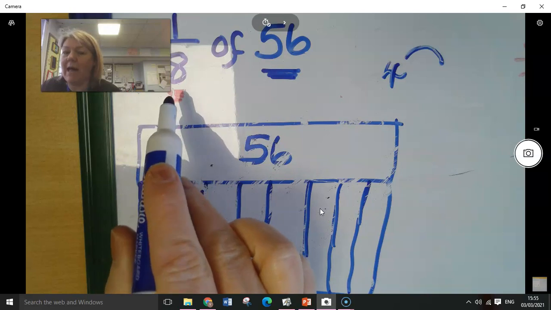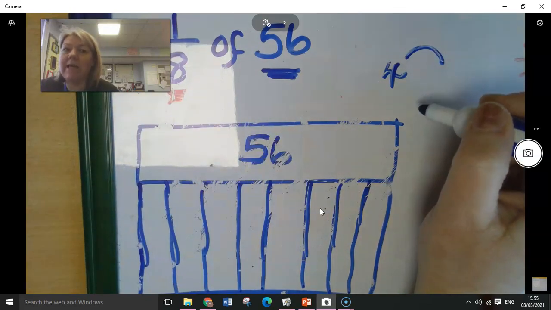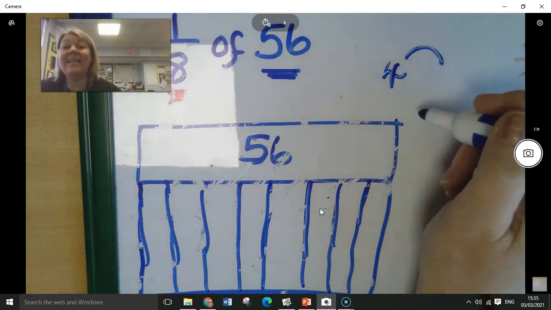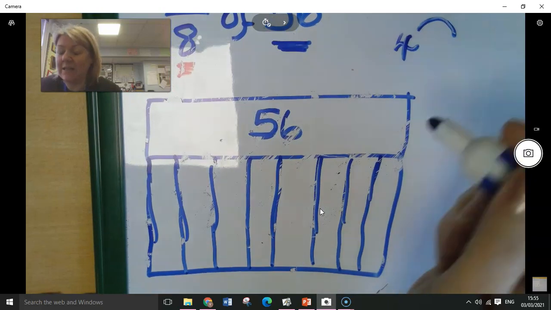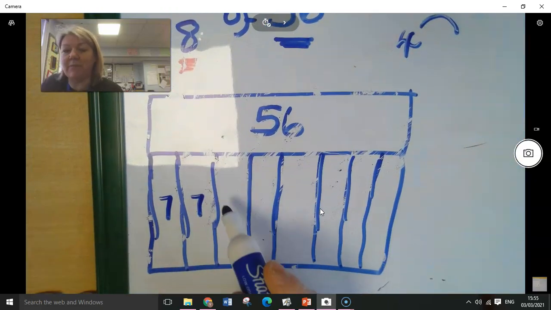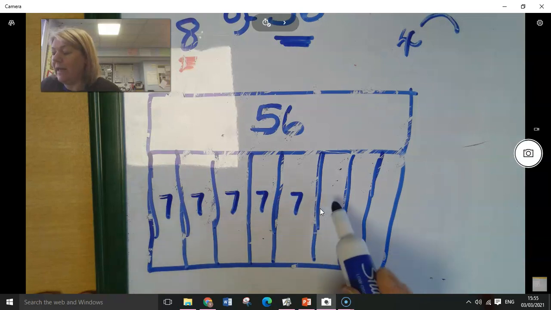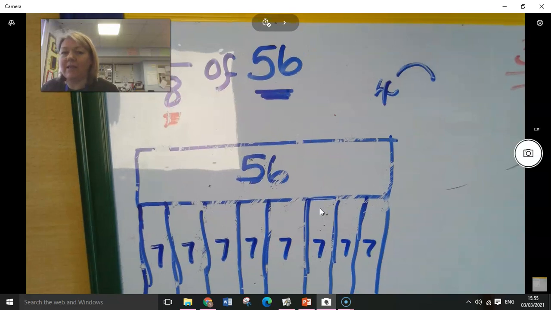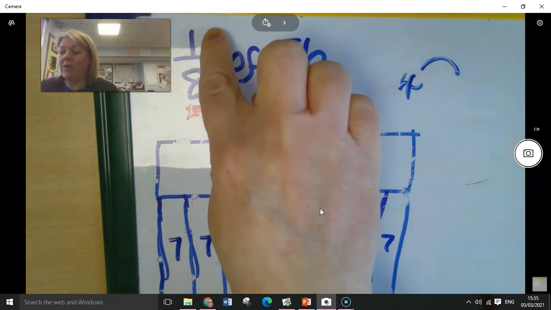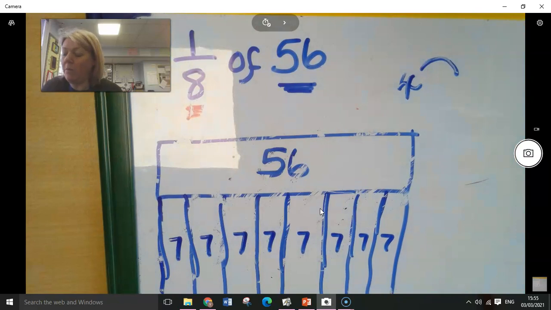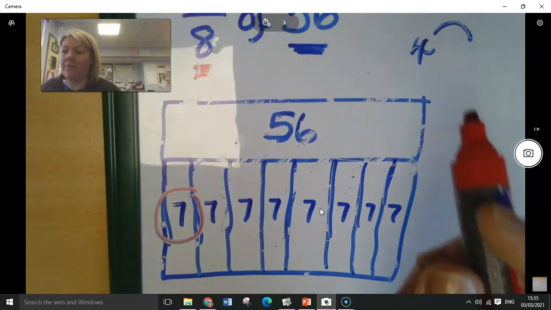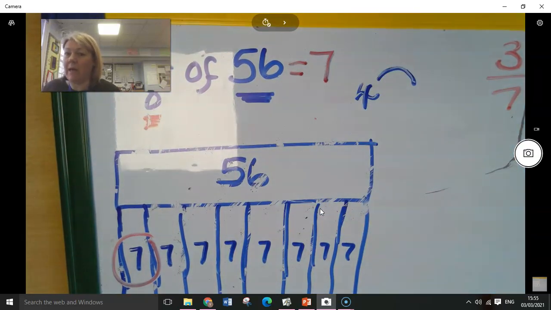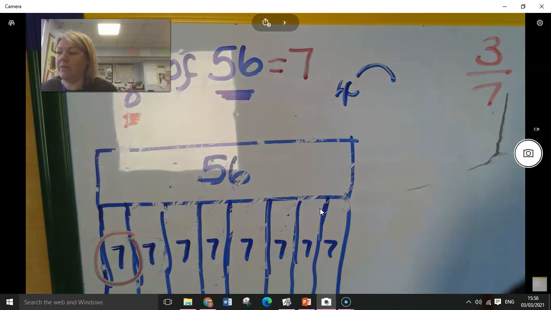So I know that 1 8 is 8, 2 8s are 16, 3 8s are 24, 4 8s are 32, 5 8s are 40, 6 8s are 48, 7 8s are 56. So in each of these parts, I am going to put a 7. But I don't want to count all of them. That's my whole. I only need one part. And one part is 7. So 1/8 of 56 is equal to 7. Okay? That's that side of the board.